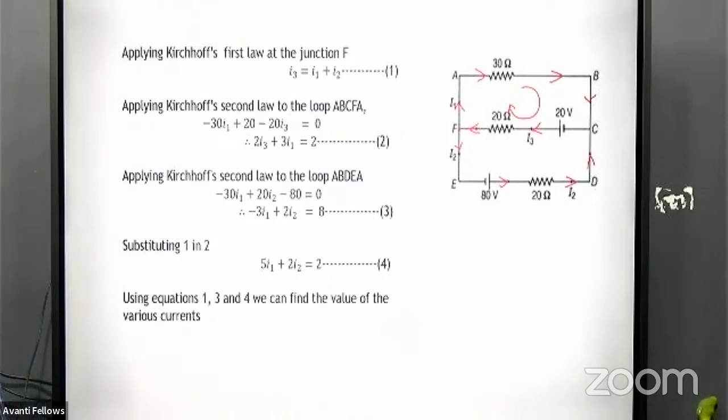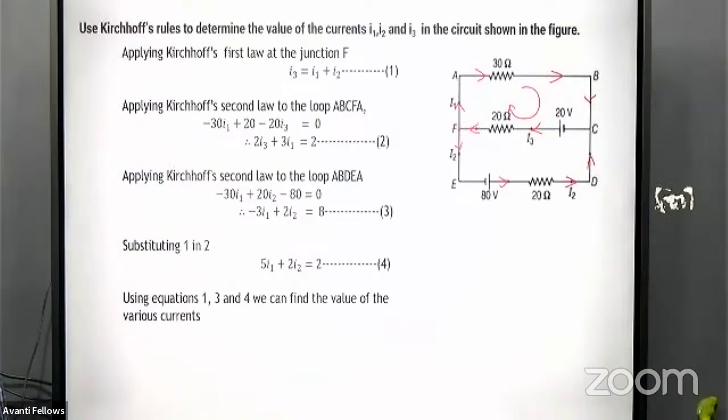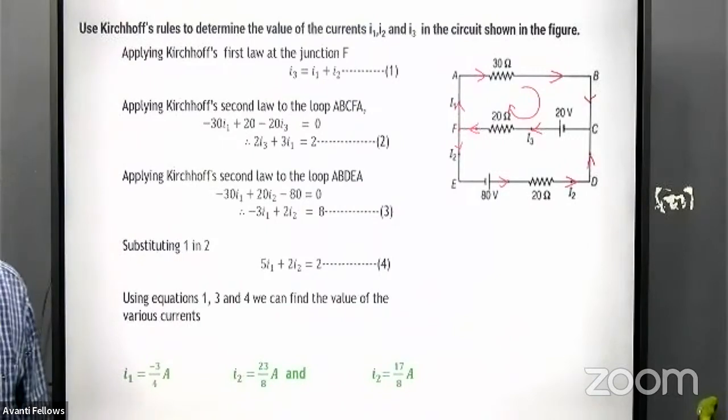Then these equations can be used. We can find the values of currents. We get the current as I1 is minus 3 by 4, I2 is 23 by 8, and I3 is 17 by 8. Okay, clear?